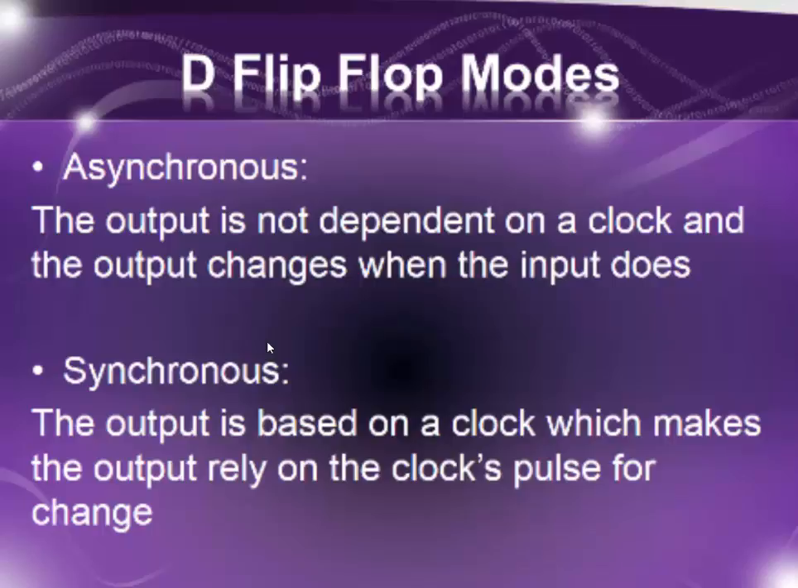The commercial D flip-flop has two modes, which are an asynchronous mode and a synchronous mode. The asynchronous mode means that the output of the D flip-flop does not depend on a clock, which also means that the output changes when the input does. So they change simultaneously. Now the synchronous state is the opposite of the asynchronous state, because it is synchronized with a clock's beat, and the output relies on the clock's pulse for change. So only when the clock's pulse lets it change will it change.